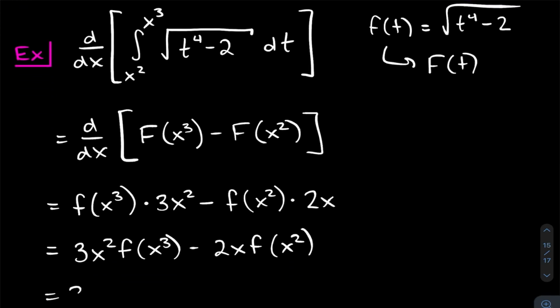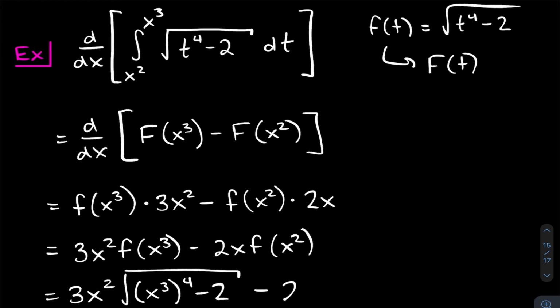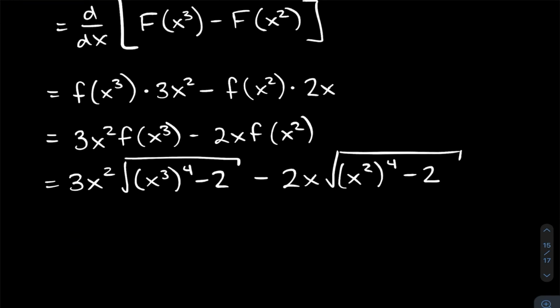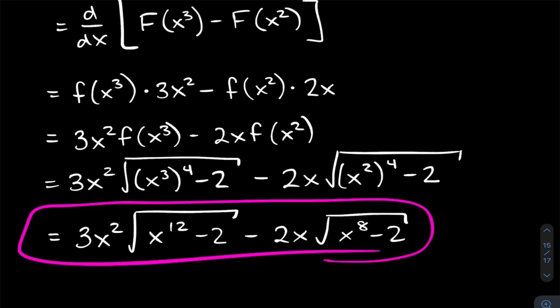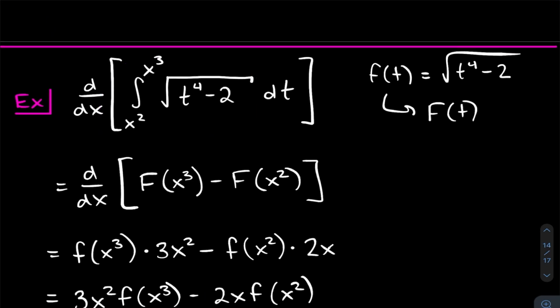We get that this is 3x squared times the square root of, instead of a t, we have x cubed, and that thing is to the 4th power. We have minus 2. And then we have minus 2x times the square root of, instead of a t, we have an x squared now. That's to the 4th minus 2. Okay, so this ends up being 3x squared times the square root of x to the 12th minus 2, minus 2x times the square root of x to the 8th minus 2. And that's it. That's probably the hardest problem you would get for Fundamental Theorem of Calculus, part 1.